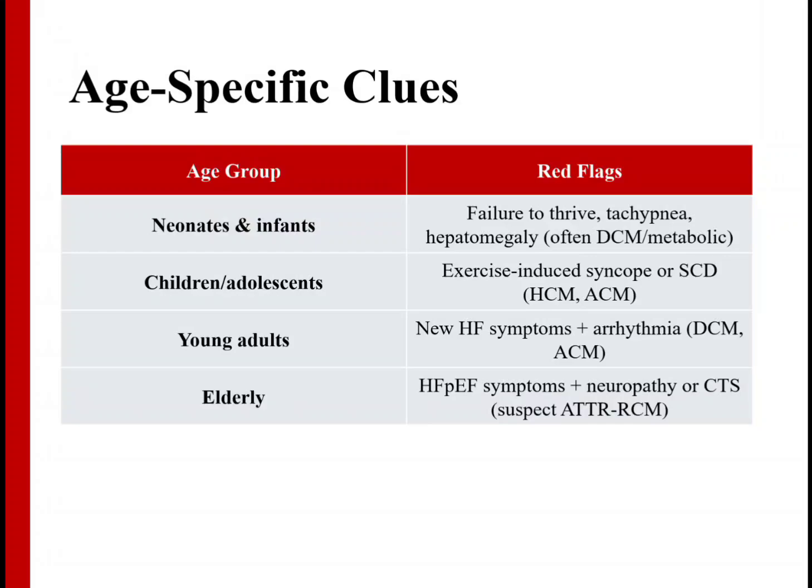In elderly, heart failure with preserved ejection fraction plus neuropathy or bilateral carpal tunnel syndrome can point to a transthyretin amyloid-related restrictive cardiomyopathy, which is one of the most underdiagnosed causes of heart failure in older patients.